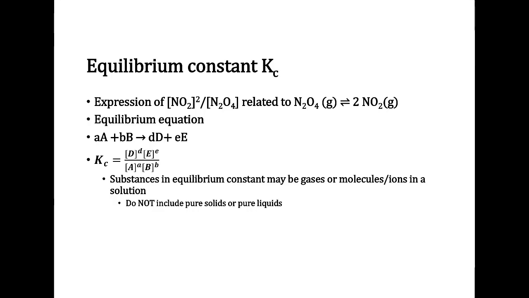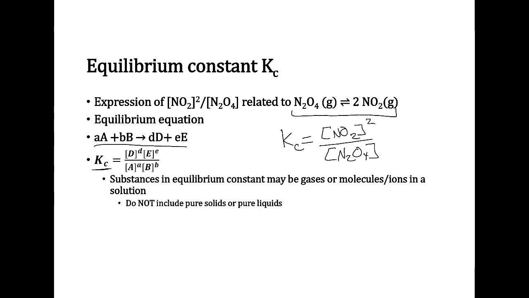So this is our equilibrium constant Kc. If we look here, we have our generic reaction: A plus B goes on to form D plus E. Our equilibrium constant for this reaction, we write with a capital K, and then we use a subscript C to denote concentration, but it's just products over reactants. So for instance, for this reaction right here, N2O4 going on to form NO2, we would write Kc equals the concentration of NO2 squared over N2O4.